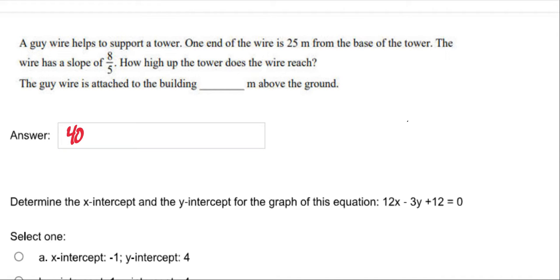Okay, this is your Unit 6 assignment key. The first question here, we have a guy wire that helps to support a tower. One end of the wire is 25 meters from the base of the tower. The wire has this slope, 8/5. How high up the tower does the wire reach?